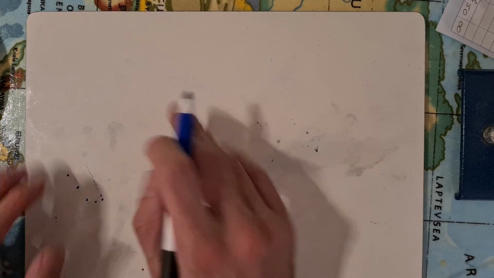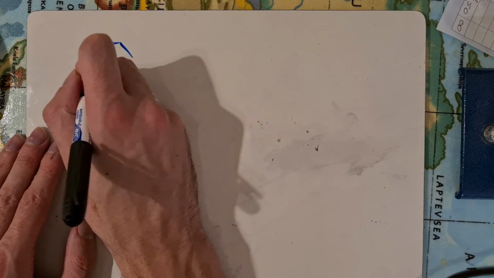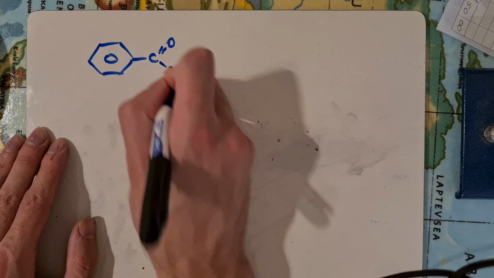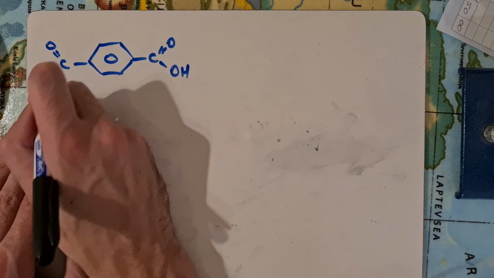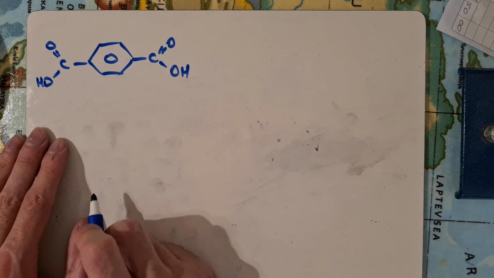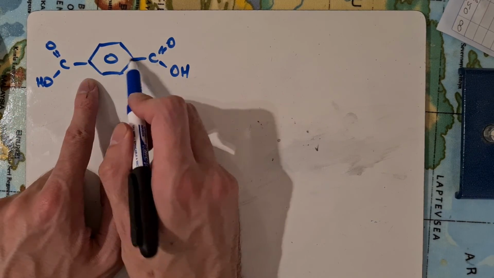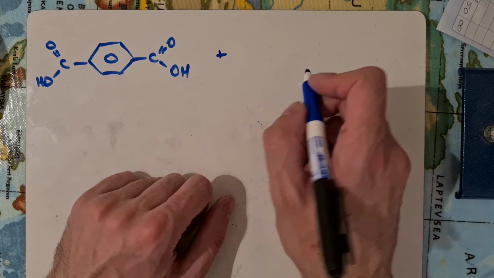Then Kevlar is formed from benzene-1,4-dioic acid, so that structure there, benzene-1,4-dioic acid plus benzene-1,4-diamine.